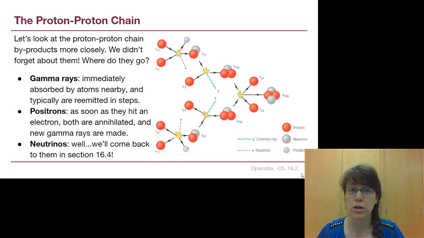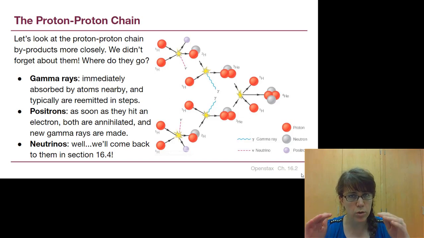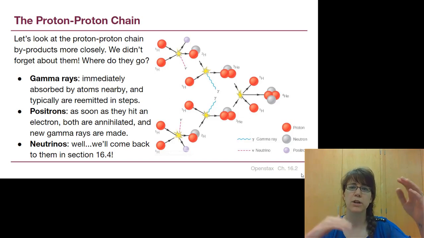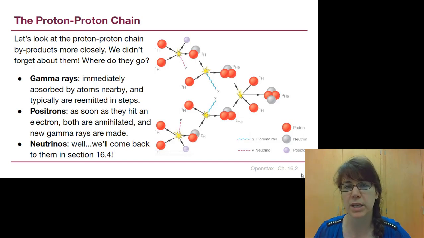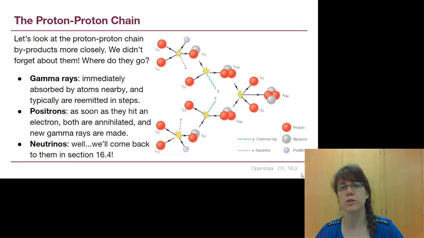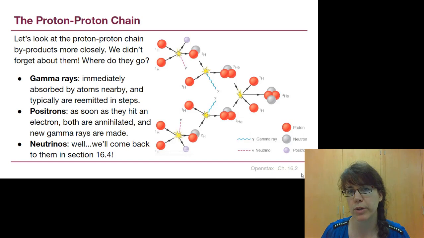Gamma rays are light photons. They'll immediately get absorbed and re-emitted by atoms, and we'll see what that absorption and re-emission process looks like. Every time they get absorbed and re-emitted, they tend to go down in energy because they're kind of being re-emitted in steps. So although the sun is producing all gamma rays, they don't end up being all gamma rays by the time they get out to the photosphere.